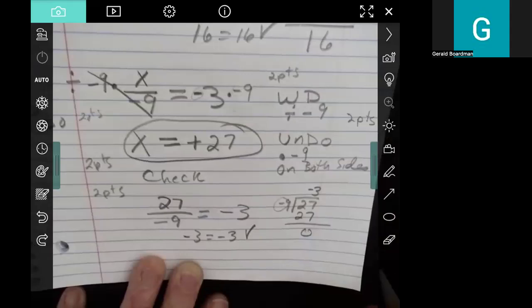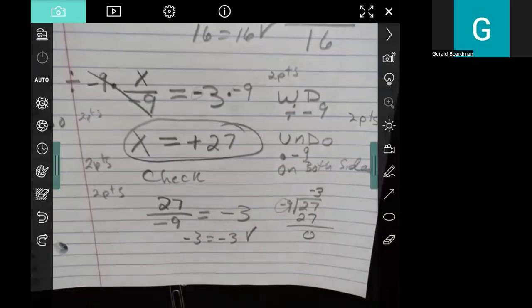That checks. So that's all of the points that you have to really think about. That's super important to do. Okay. Make sure that you follow every one of these steps.